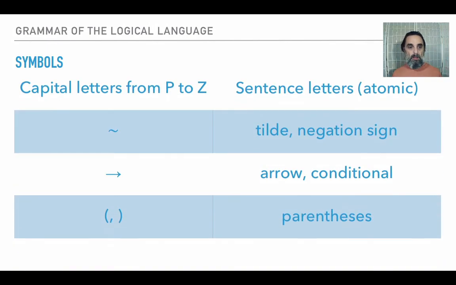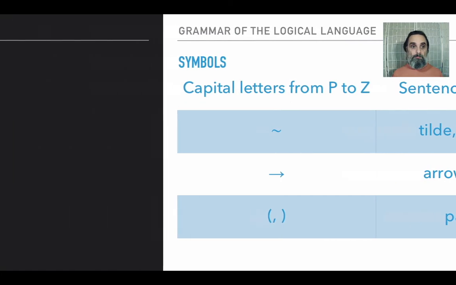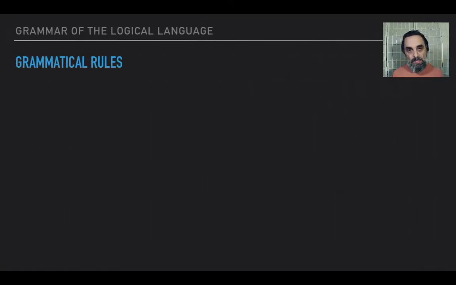It has the capital letters from P to Z. We call those sentence letters, and those are the atomic sentences. It has the squiggle, the tilde, the negation sign. It has the arrow or the conditional, and it has the left and right parentheses. Those are all the symbols of our logical language so far. We'll be adding more, but right now, that's it. So every sentence of our language is going to be either a letter P to Z or built from these symbols. Okay, so what are the rules then for building sentences, given that we know what the symbols are?